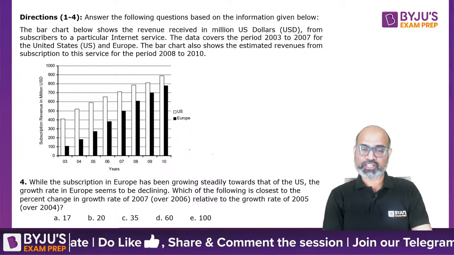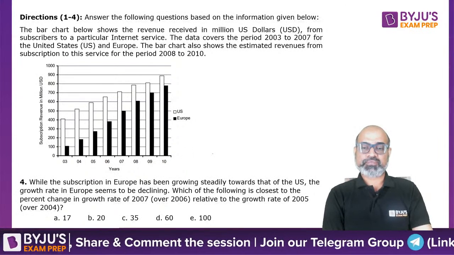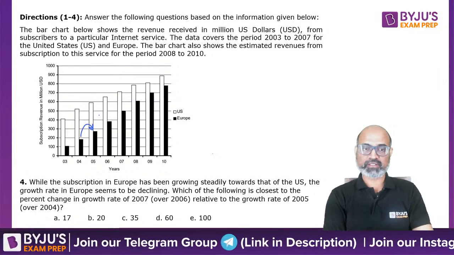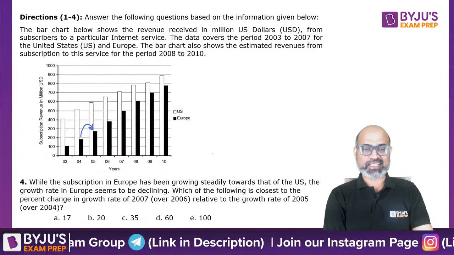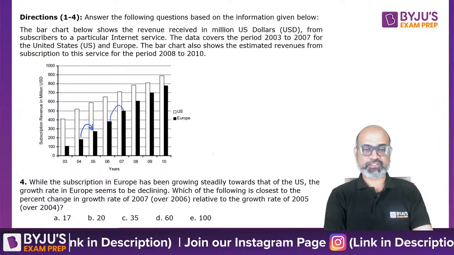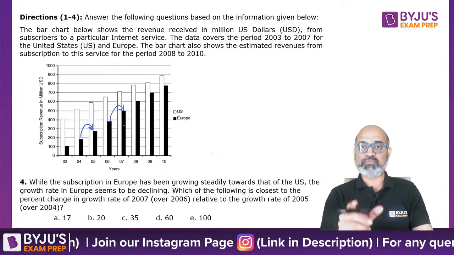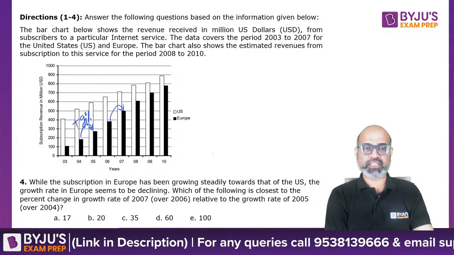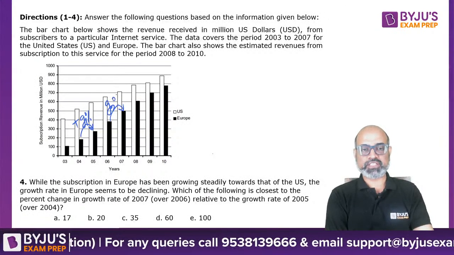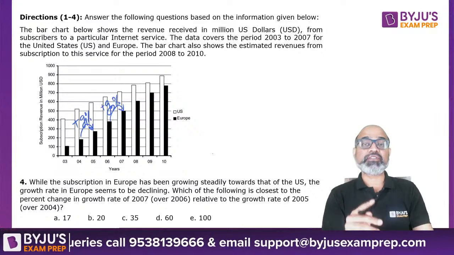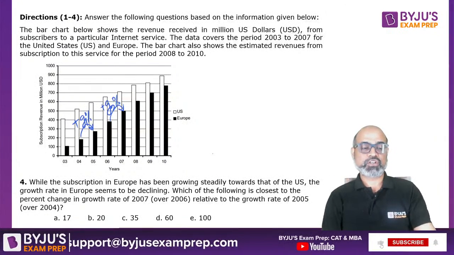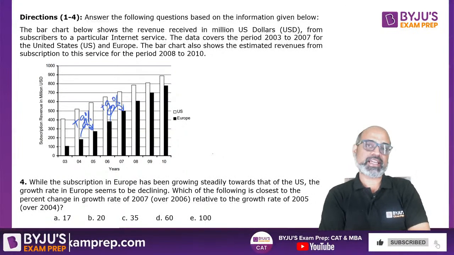So what the question is telling us to do: 2004 to 2005, find the growth rate. 2006 to 2007, find the growth rate. And between those two growth rates, suppose this is first G1 percentage increase, this is G2 percentage increase. Between G1 and G2, you need to find the percentage change. So we have to calculate a percentage change of percentages.